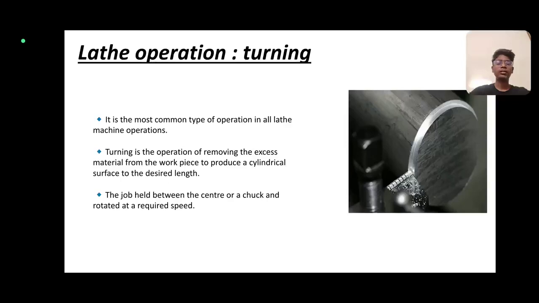How the lathe machine works in turning. It is the most common type of operation in all lathe machine operations. Turning is the operation of removing the excess material from the workpiece to produce a cylindrical surface to the desired length. The job is held between the center or a chuck and rotated at a required speed.